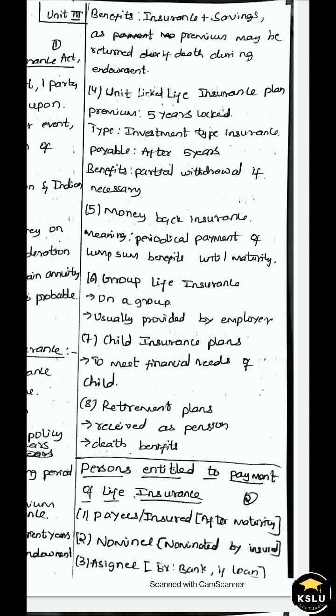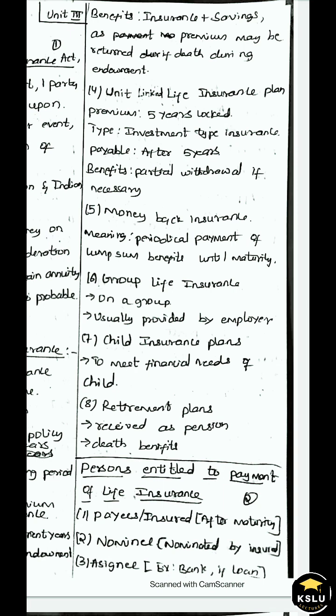The next is money back insurance policy. In money back insurance policy, it is a periodical payment of lump sum benefits until maturity. In the other insurance policies, the claim is given only after the maturity of the insurance. But in money back insurance, you will keep getting certain claims even before maturity. For example, for every 4 years, you will get a certain claim of insurance until maturity of the insurance.